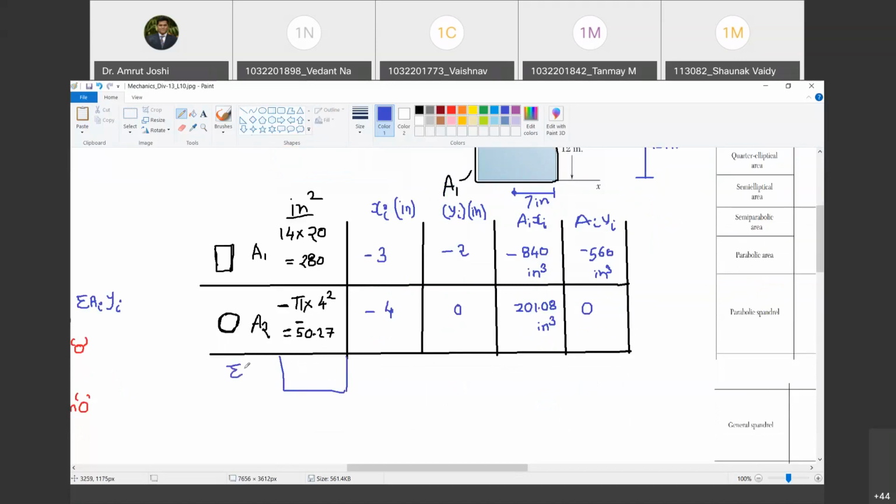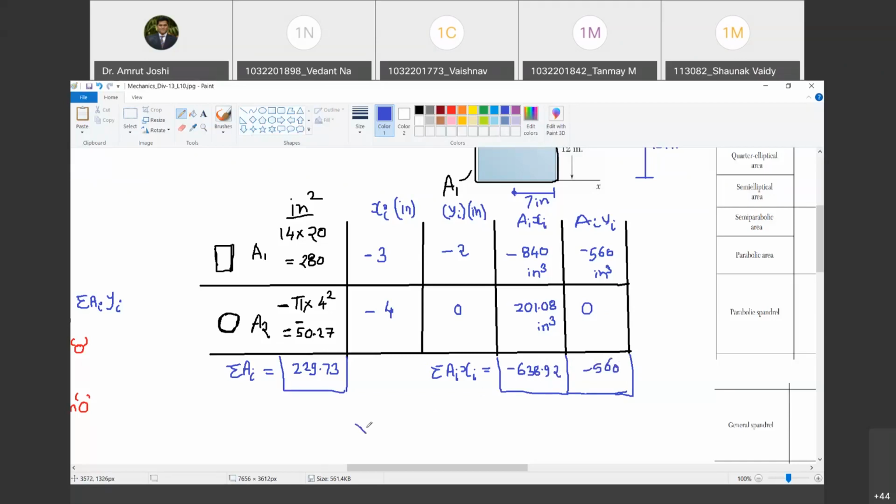Summation AI. With sign you have to take the sum. So it is going to be 280 minus 50.27. It's 229.73. And what is summation AI xi, with sign? It's minus 638.92. And what is this? Minus 560.